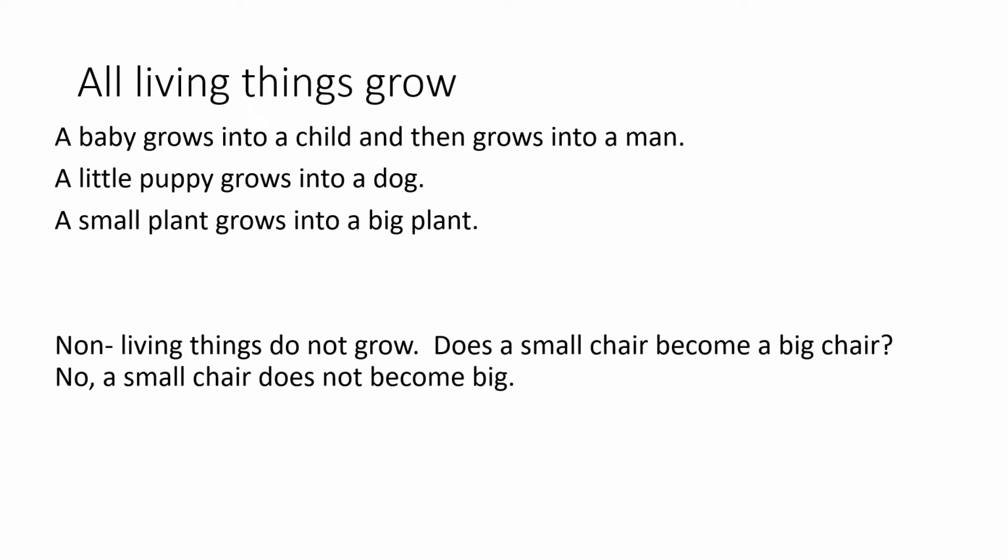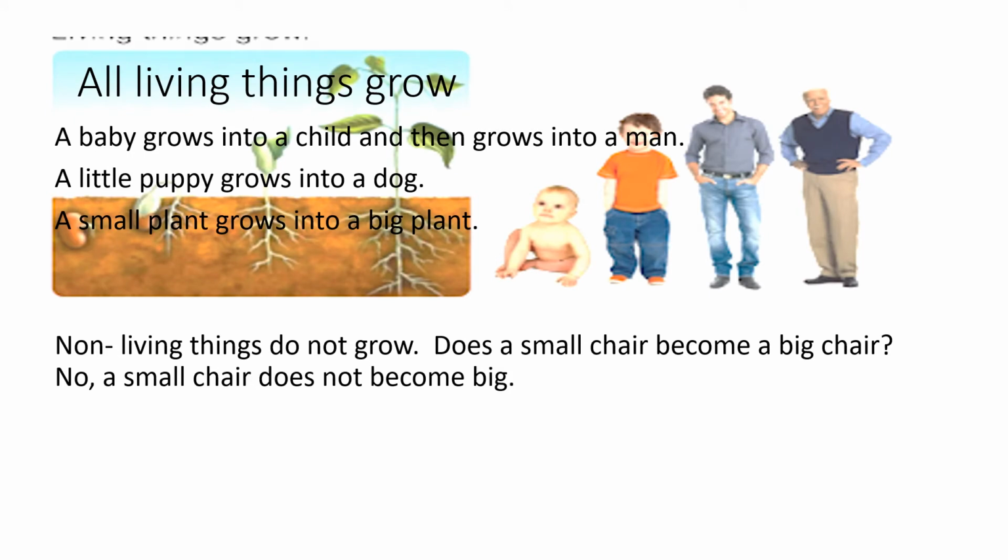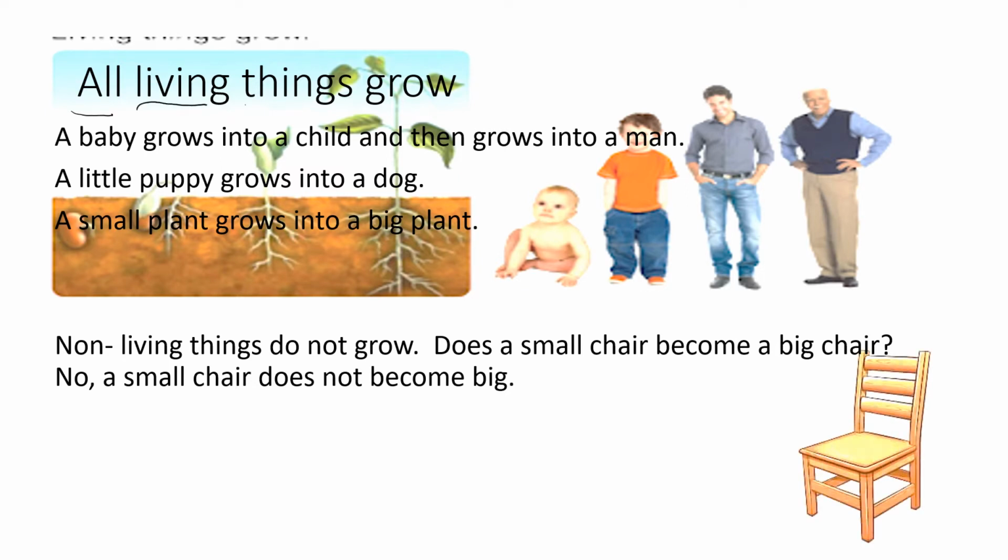So let's read the slide here. All living things grow. This is a new word you see here. G-R-O-W, grow. A baby grows into a child and then grows into a man. A little puppy grows into a dog.